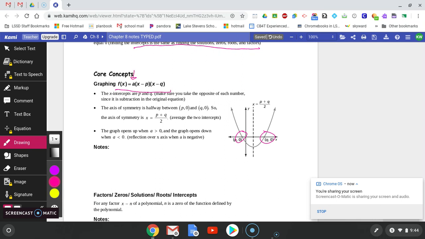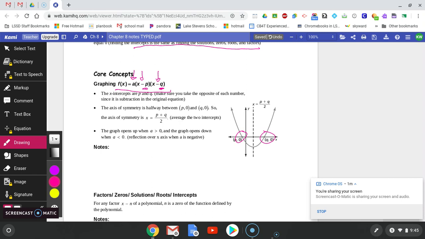our a term still represents the exact same thing, and this time p and q represent our intercepts. It's always the opposite of p and the opposite of q that are our two intercepts, and that's because the formula has subtraction signs in it. If we're subtracting a 2, that means we actually have the number 2, a positive 2. If we're adding a 3, that means we're actually subtracting a negative 3, which would mean we have a negative 3. So always the opposite of the number in your parentheses. Those are your two intercepts.